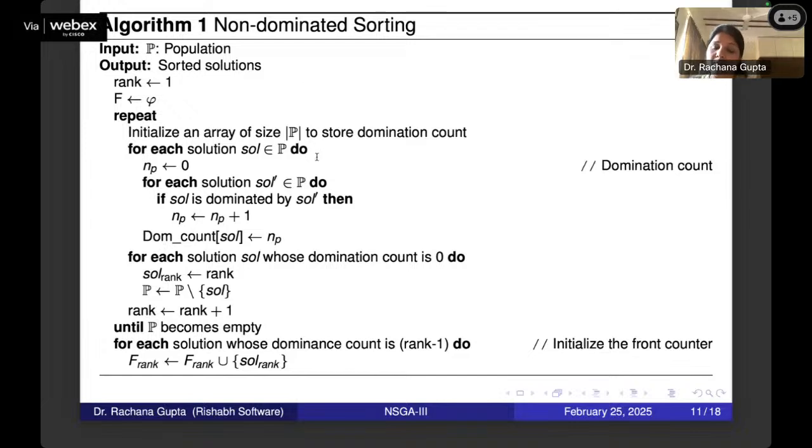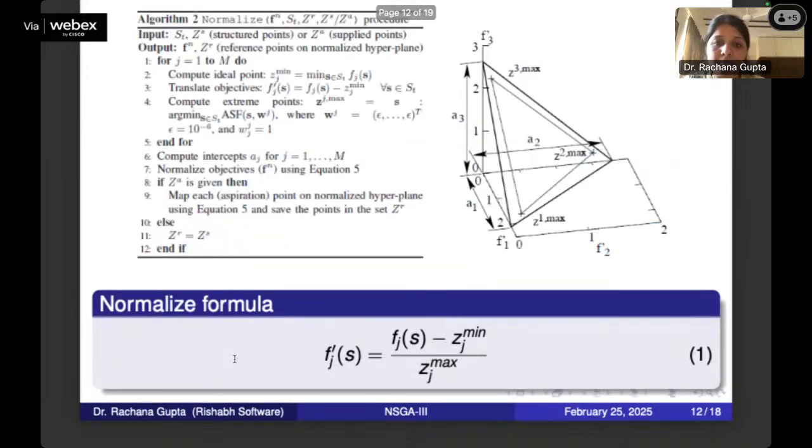The theory and mathematical concept which I described in the previous slide is described in the paper in this format, where you can see that we keep on counting the domination count, and the rank is nothing but the domination count plus 1. Based on that, we move this particular solution into a particular front.